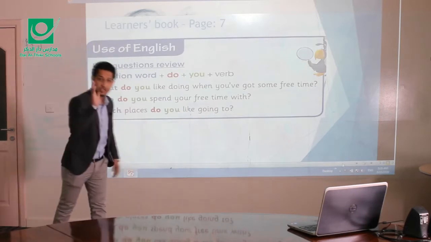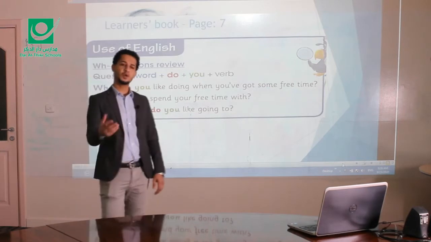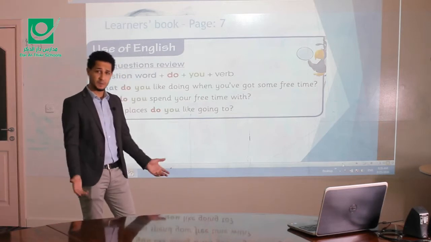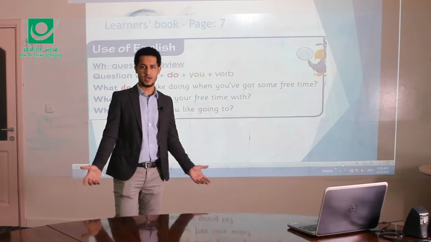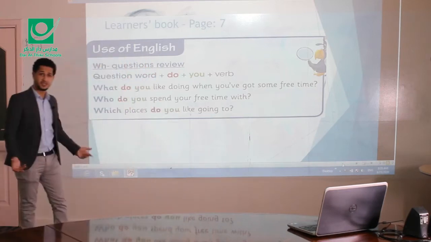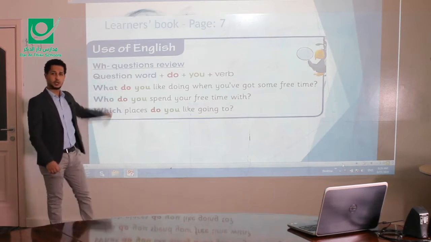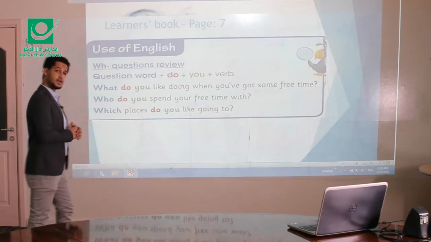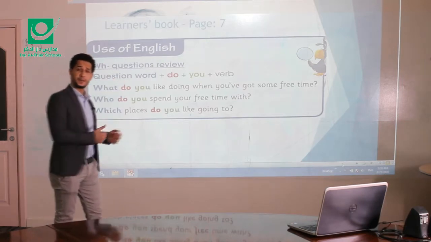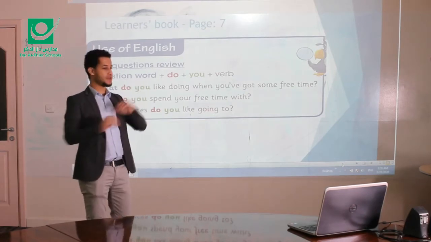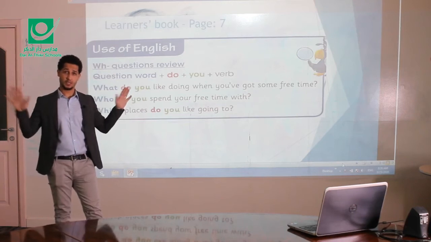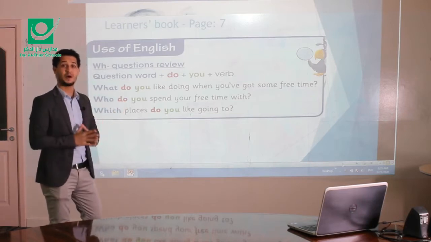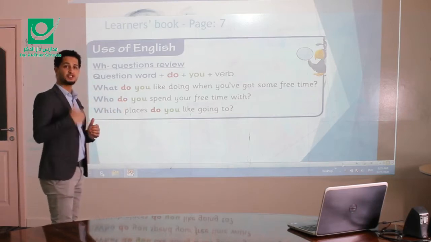Okay, if you want to ask someone about their habit, what's the meaning of habit? Habit means something that you usually do, okay? We use this easy form. Question word like what, when, where, how. This is the question word. And then do you, and then verb. Verb without any additions, without ing, without s, without anything. So this is a fixed form of questions to ask about habits. Question word, and then do you, and then verb.